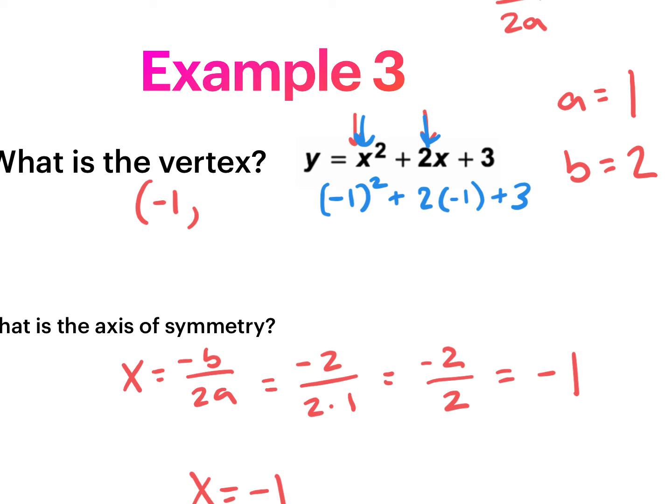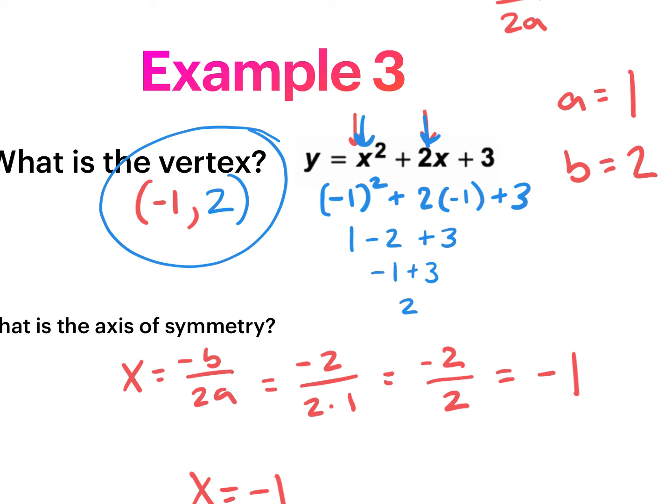What is negative 1 squared? 1. What's 2 times negative 1? Negative 2. So we have 1 minus 2 plus 3. What's 1 minus 2? Negative 1. And negative 1 plus 3? 2. So we plugged in negative 1 and got 2. So this is our vertex.